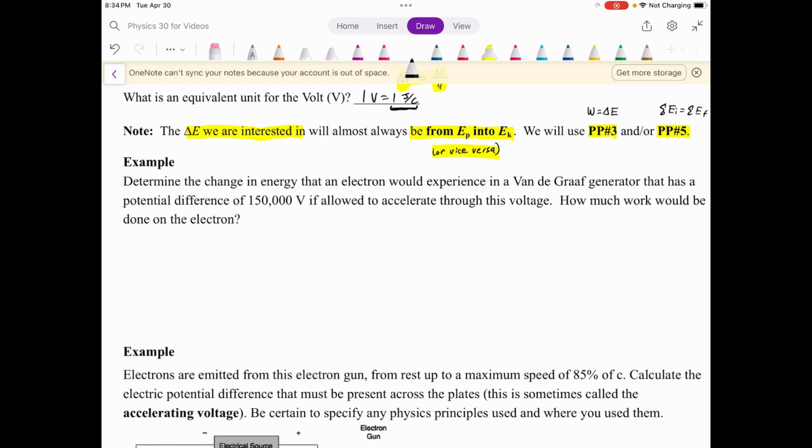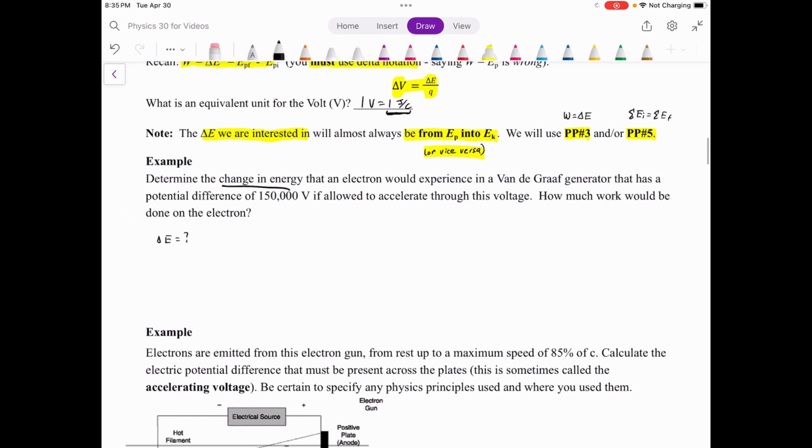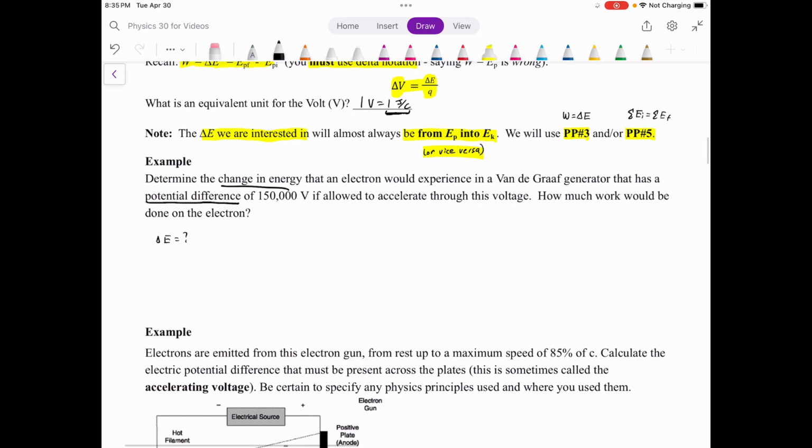So it says to determine the change in energy that an electron would experience in a Van de Graaff generator that has a potential difference, that's just another word for the voltage, of 150,000 volts. So our potential difference is 150,000 volts. Like I said, I'm just going to immediately rewrite that as 150,000 joules per coulomb. To me, that tells me a lot more about what that quantity is actually saying, right? It's how many joules of energy something will gain or lose by moving through that potential difference for every coulomb of charge that it has, okay?